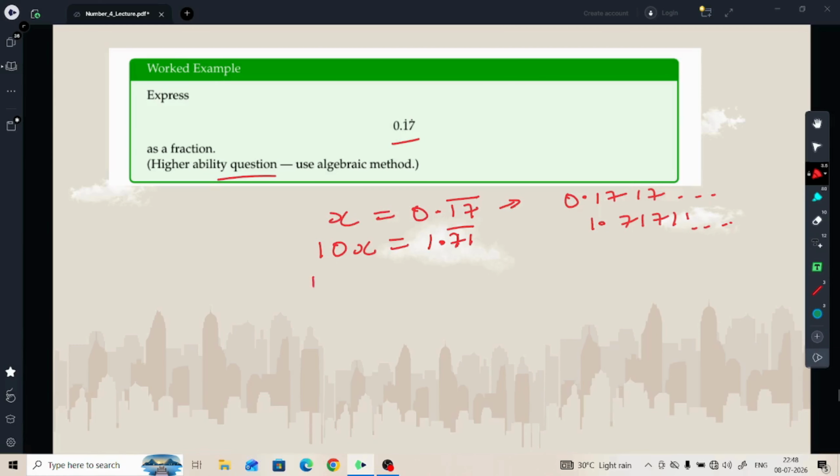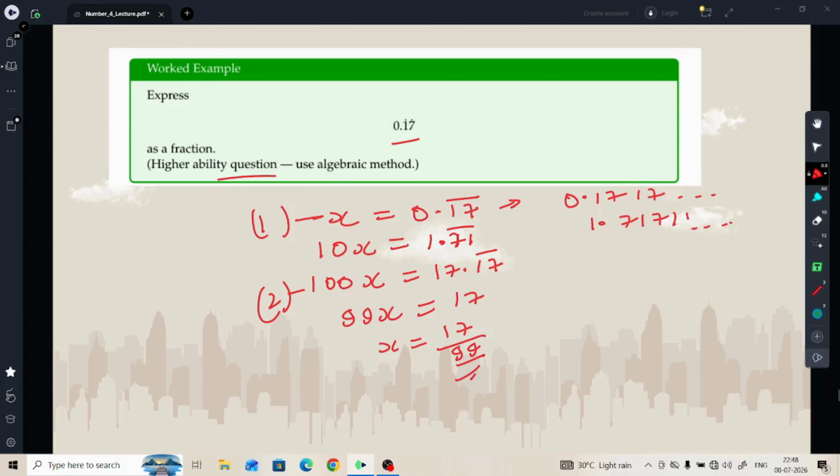So in this case, you should multiply by one more 10. So you'll be getting 17.17, or 17.171717, like that. Now it is fine. Consider this the first equation, and this is the second, and then you can subtract. So you'll be getting 99x equals 17, or x equals 17 upon 99. So that's your answer. Very simple. I'm telling you, the whole chapter is very simple. You need to understand the basics. That's it.